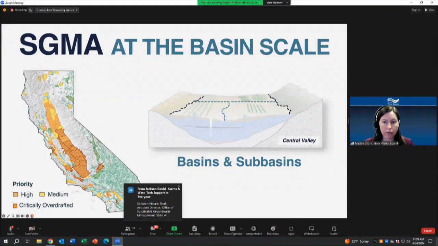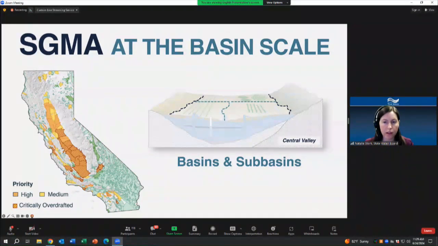Many basins in California are overdrafted, meaning that more water is being pumped out than being replaced through natural processes. The Sustainable Groundwater Management Act requires that 94 basins in California manage their groundwater sustainably.